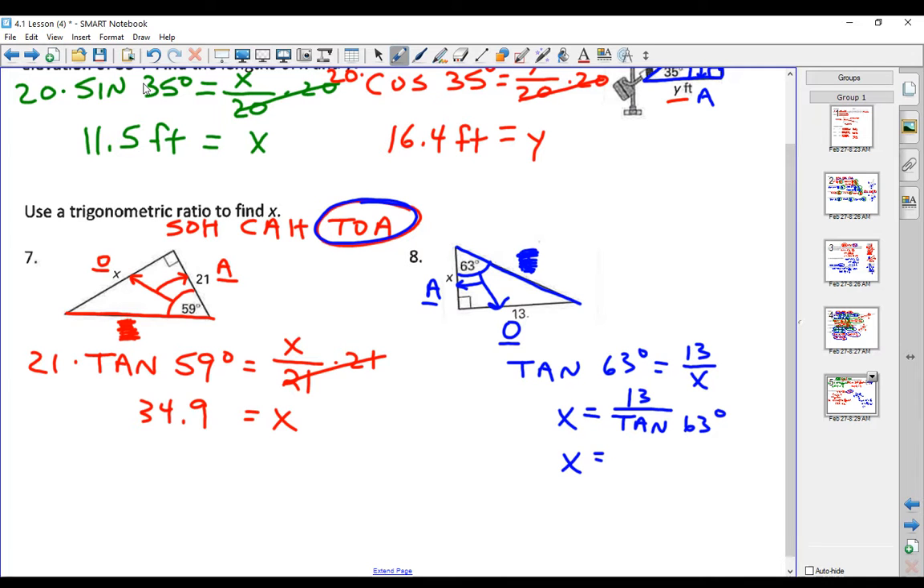Now you need to plug that into your calculator and work that out. And when you do that, you come up to about 6.6 after you round it off.